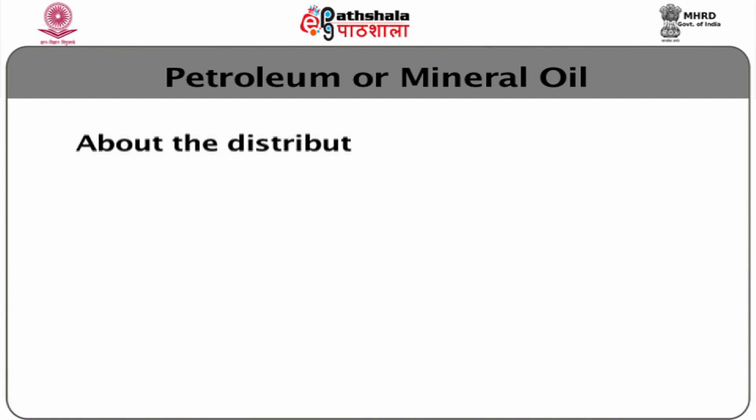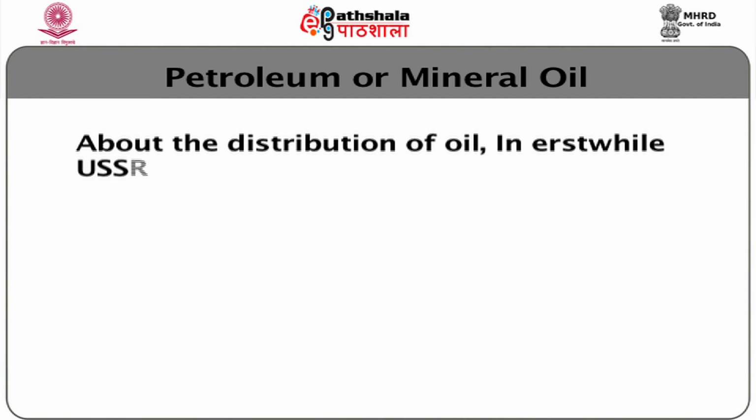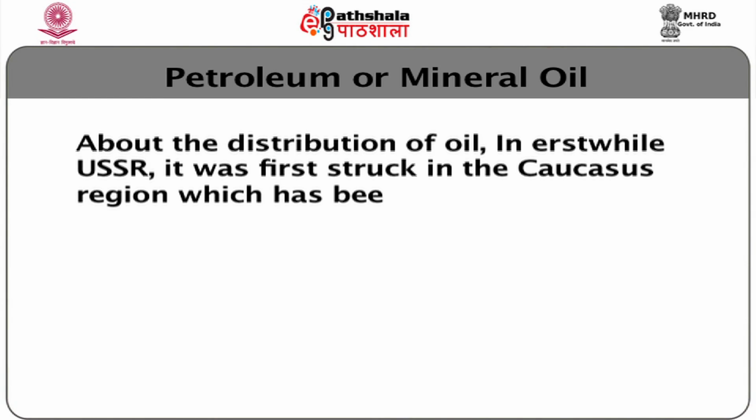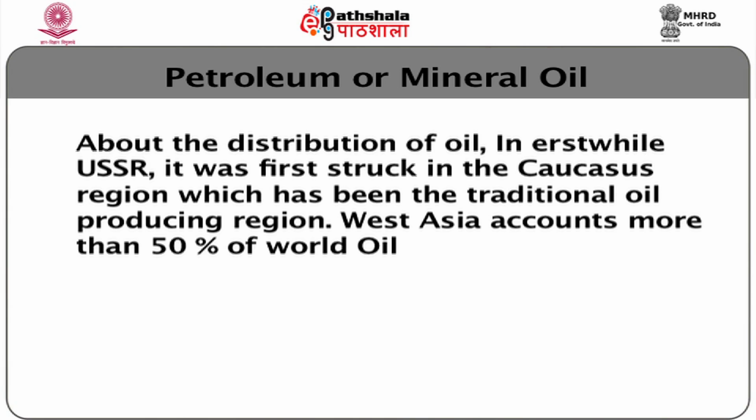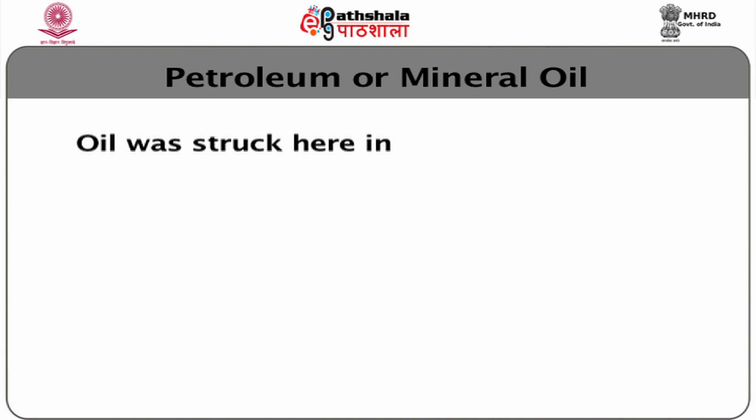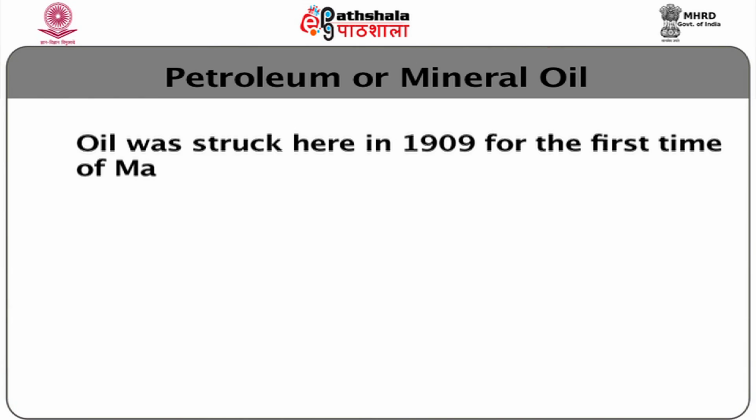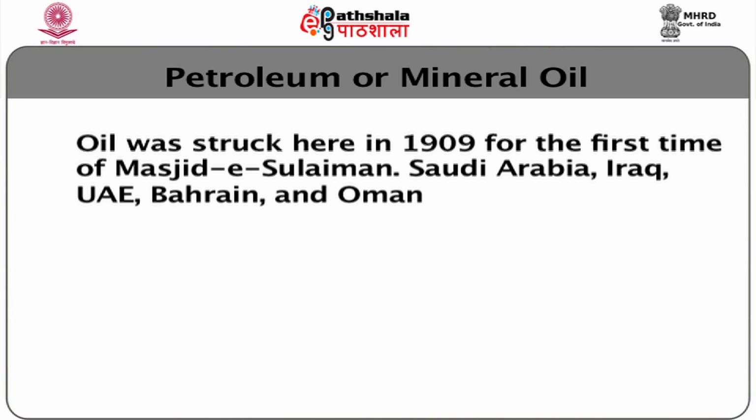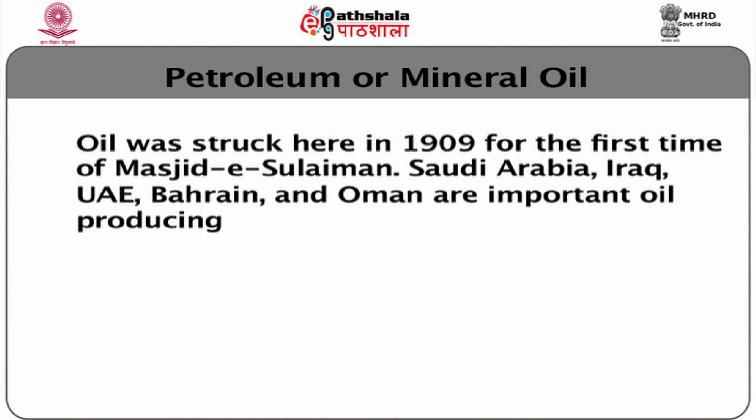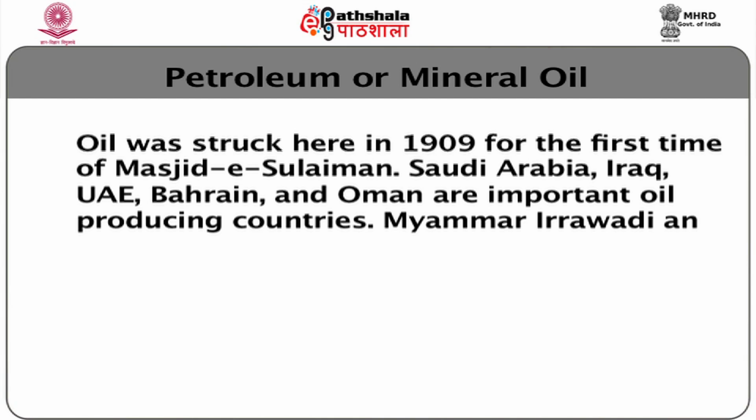About the distribution of oil in the global scenario, say in USSR, it was first struck in the Caucasus region, which has been the traditional oil producing region. West Asia accounts for more than 50% of the world oil reserve. Oil was struck here in 1909 for the first time. Saudi Arabia, Iraq, UAE, Bahrain and Oman are also important oil producing countries.